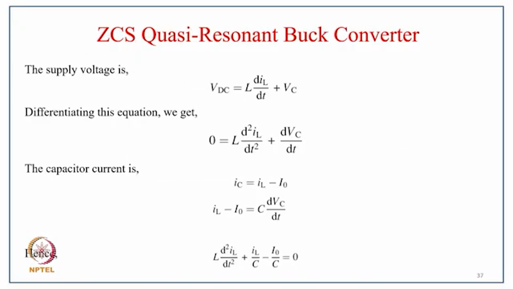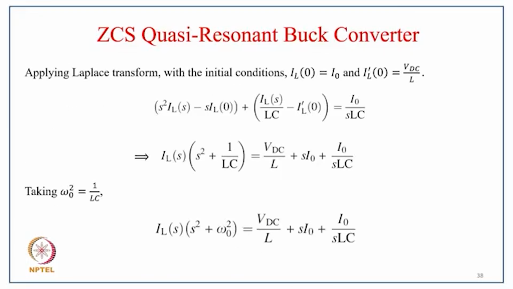So supply voltage VDC equal to L dIL upon dt plus Vc, and differentiating this, we get 0 equal to L d square IL upon dt square plus dVc upon dt, and the capacitor current IC equal to IL minus I0, or IL minus I0 equal to C dVc by dt, hence d square IL upon dt square plus IL upon LC minus I0 upon LC equal to 0. So applying Laplace, the initial conditions are IL(0) equal to I0 and IL dash equal to VDC upon L.